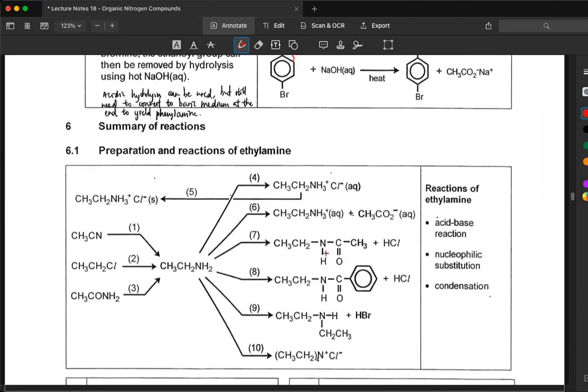So in summary, these are the preparation of phenylamine from nitriles, from halogenoalkane, from amide. Then for the reactions, there's quite a lot. You can form a salt with acid. You can have salt reactions again, amide, and more.